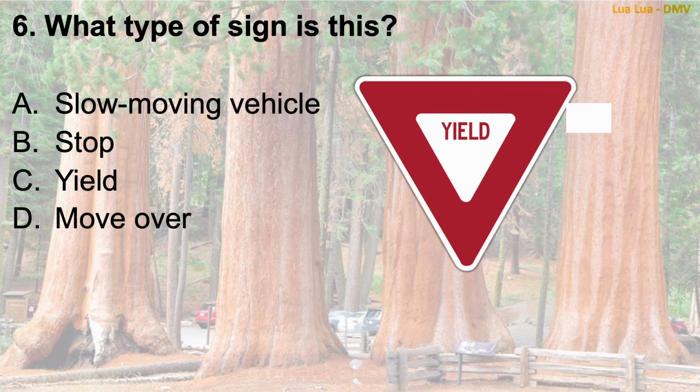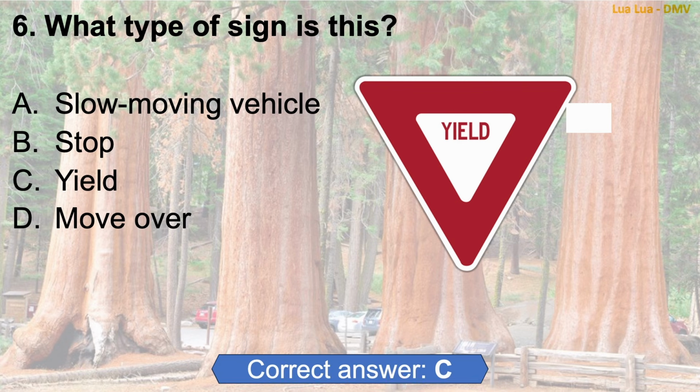Question 6. What type of sign is this? A. Slow-moving vehicle. B. Stop. C. Yield. D. Move over. The correct answer is C. Yield.